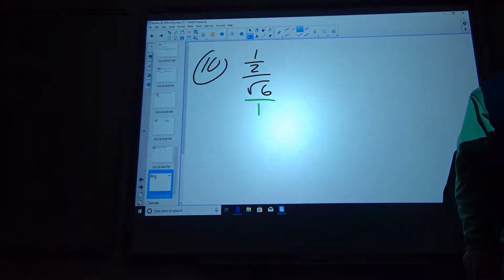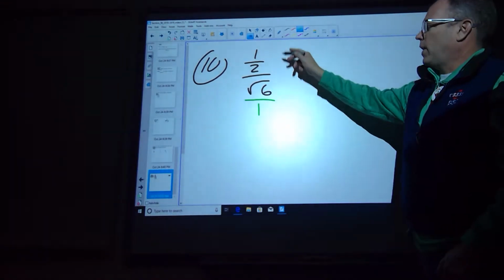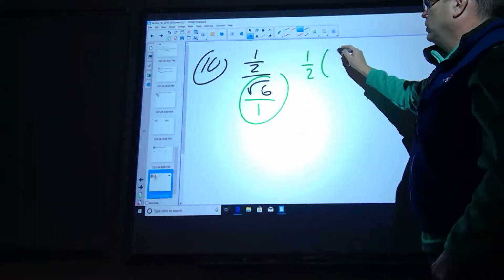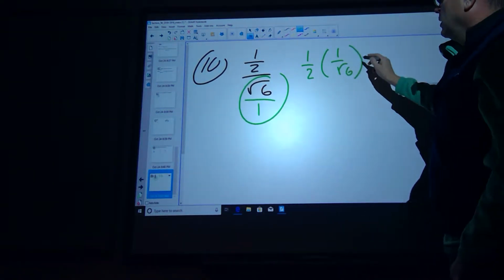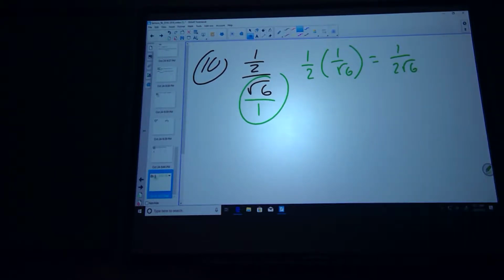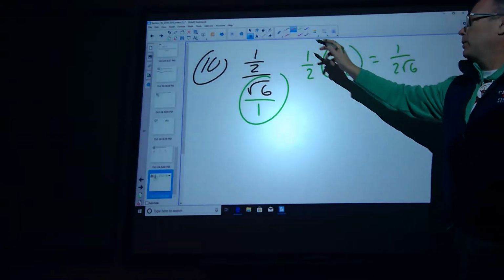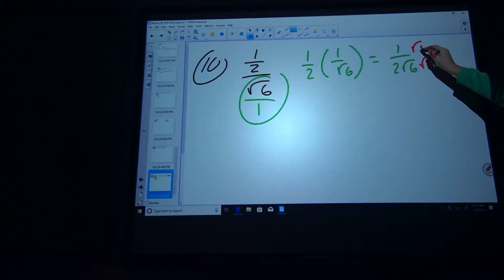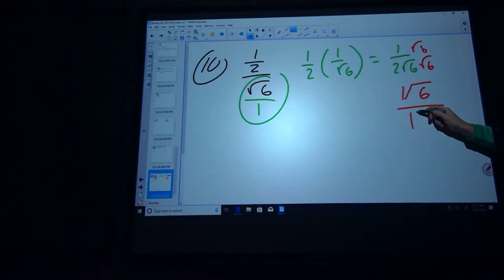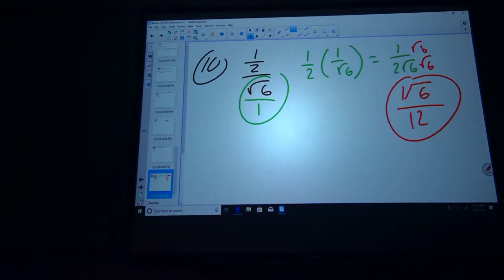Is that okay so far? So then you have a fraction over a fraction. So you have 1/2 times the reciprocal of that, which is this. So that's going to give me this. But then we get caught in the snafu of, hey, can't have a radical in the denominator, so let's multiply top and bottom by root 6. So 1 times root 6 is root 6, and that's root 36, which is 6, times 2, which is 12. Is that okay?